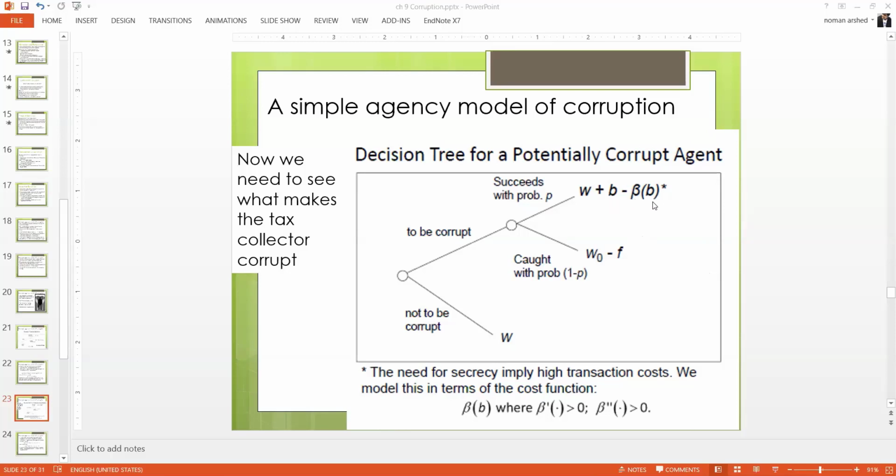It is written as beta B star, and below it is written that the more the bribe, the more difficult it is to hide. And if he is caught, he will have W0, minus the fine. W0 is what he will earn in the private sector, because he is fired and then does a job in the private sector. So W0 is the wages in the private sector, minus the fine that he is going to pay to the government. Now let's go to the next slide.